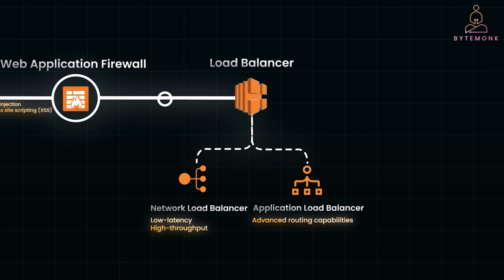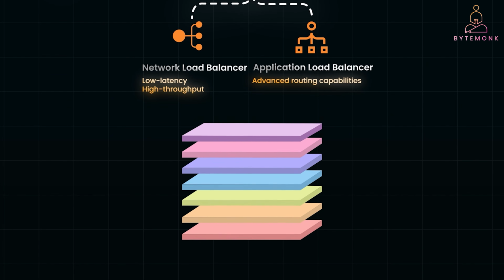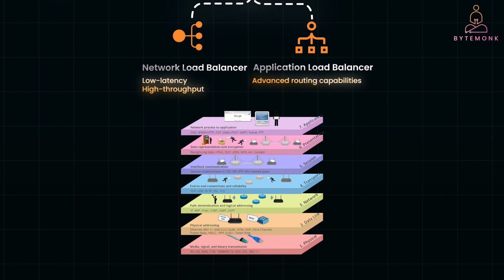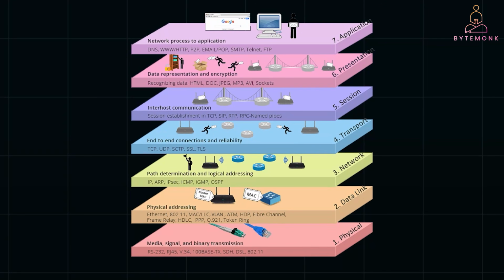Both Network Load Balancer and Application Load Balancer operate at different layers of the OSI model. Previously, I made a video on the OSI and TCP layers, breaking down and explaining each of these layers with practical examples. NLB operates at the transport layer, which is layer 4 of the OSI model. This means it forwards traffic based on the IP address and port number, without inspecting the content of the request, for example, HTTP headers or paths.